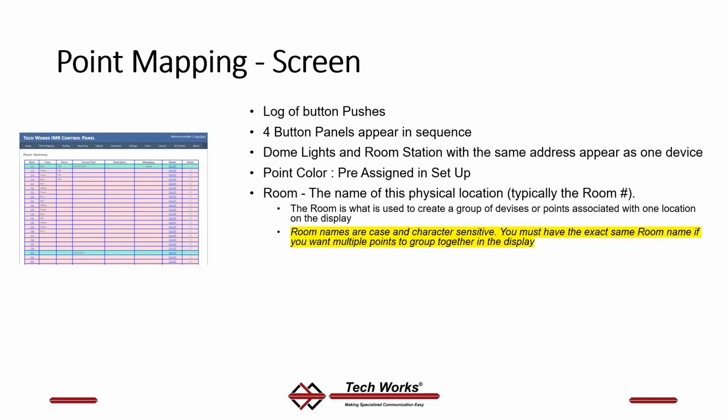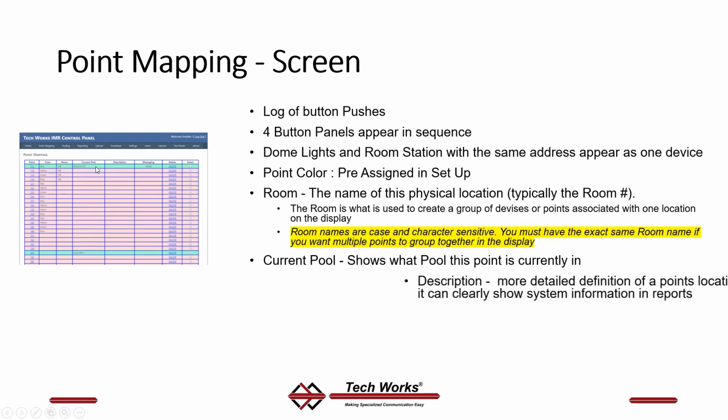It's case sensitive. So if you do all lowercase on the word exam and then all uppercase on the word exam, it won't group them together. You've got to have it identical. The current pool, this column here, shows that this particular point is in a pool. If it's not, it won't show it.